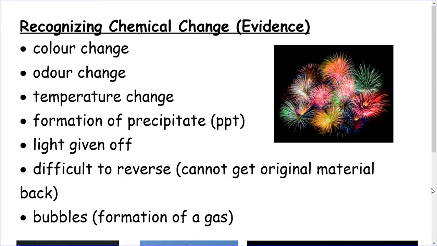So these are just some different clues that we can have where we can recognize what a chemical change looks like.